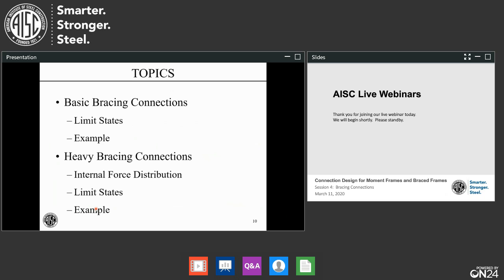We'll spend most of our time, though, on the heavy bracing connections, probably more properly termed corner connections, as you would see in braced frames. There's a lot to be said about the internal force distribution for these kinds of connections, so we will spend some time on that. These are very highly statically indeterminate, and it's really a pretty interesting problem, so we will spend some time there. We have various limit states. Some of them new to us, some of them not, most of them not actually. So we'll spend time there. And finally, we'll do some example calculations.